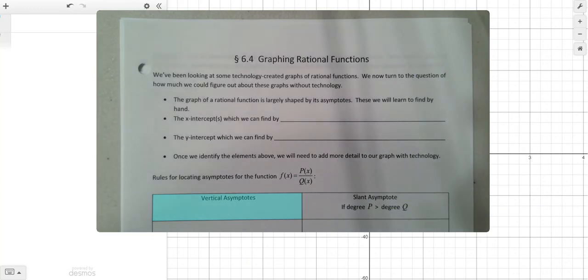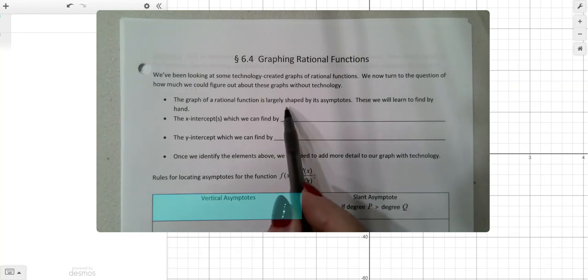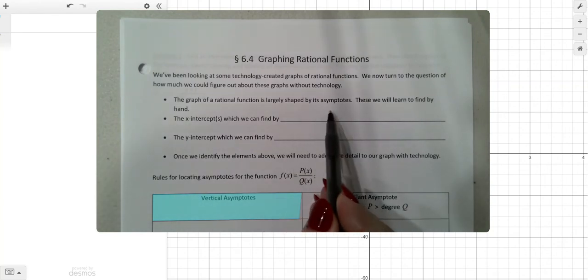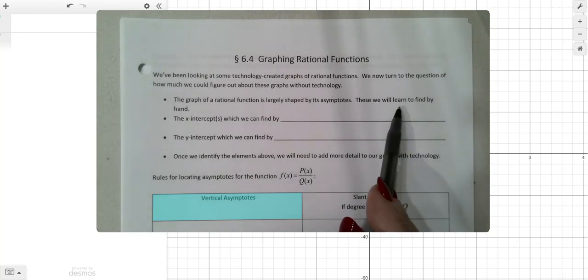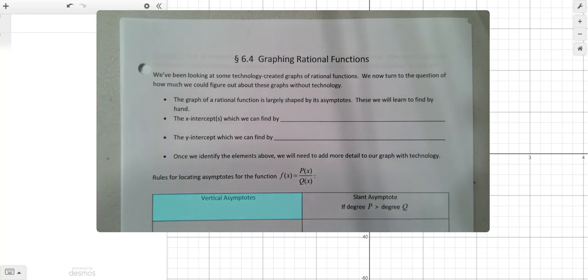We've already seen enough to know that our rational function graph is very much shaped by its asymptotes. So if we could figure out the asymptotes, that goes a long way to helping us recognize what the graph's going to look like. We'll concentrate mostly in this section on learning to find those asymptotes by hand.